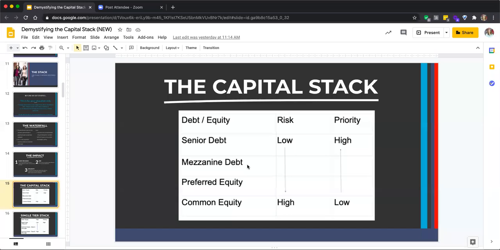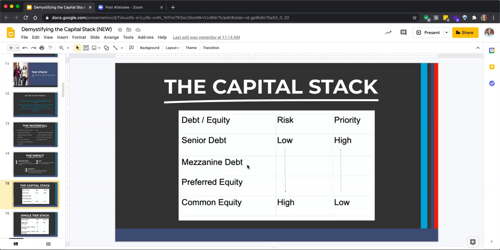Then the next part of the capital stack is still debt, okay? This is still the bank, all right? And it could be in the form of a second or a supplemental loan on the property, usually, or a bridge loan, like mezzanine debt, okay? They take a little bit higher risk than the senior debt and a little bit lower priority than the senior debt. But again, their return is still pretty low on their investment, okay?